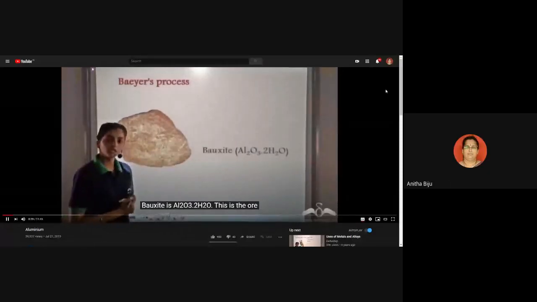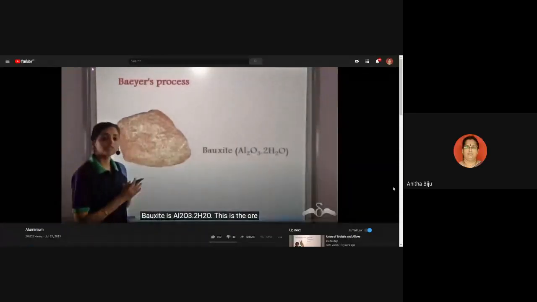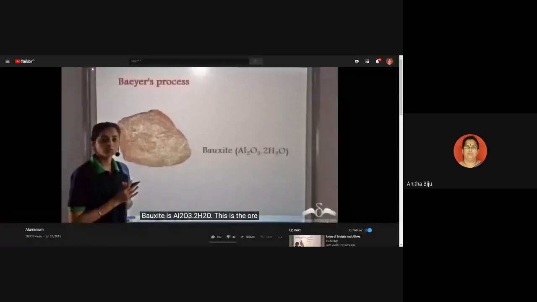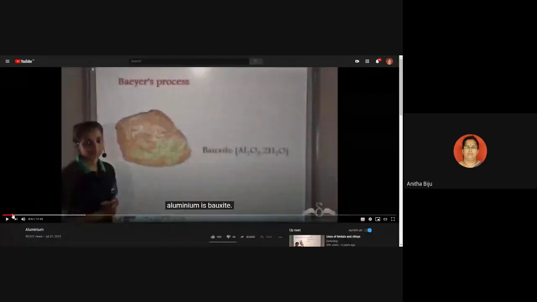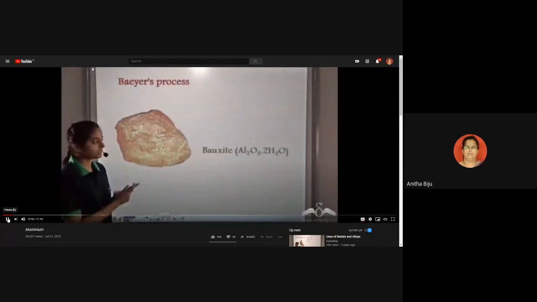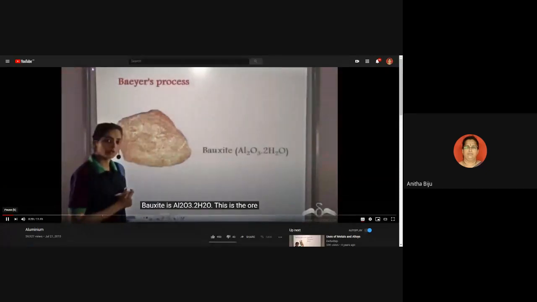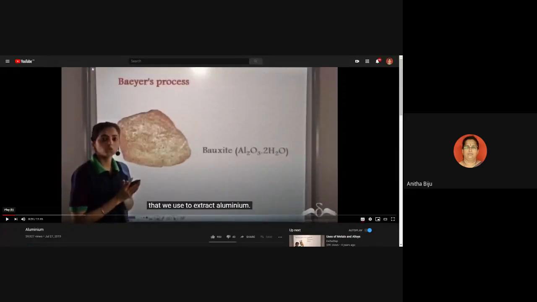Al2O3.2H2O. This is the ore that we use to extract aluminium. So you can write the name of the ore of aluminium. Bauxite is Al2O3.2H2O. So you write the name of the ore. Try to write the name of the ore with the formula. Bauxite, Al2O3.2H2O.